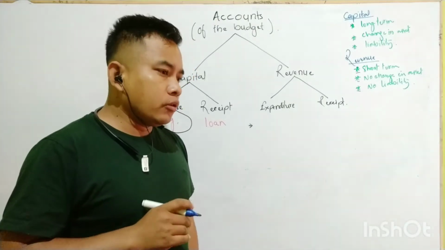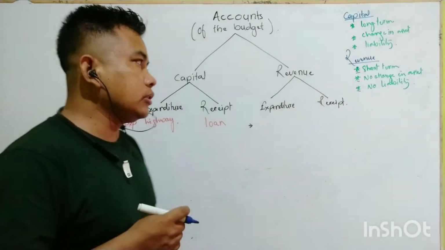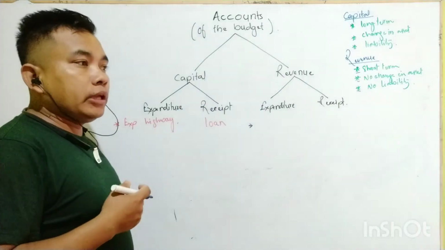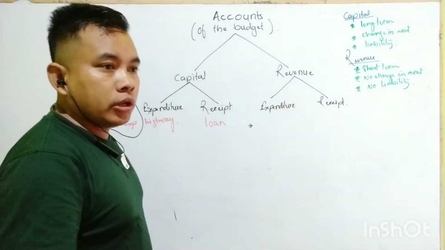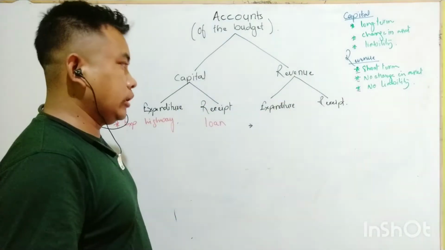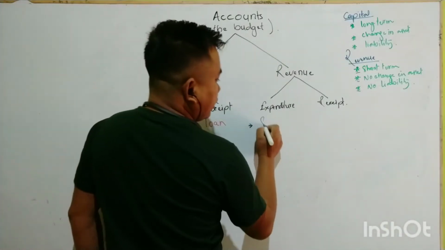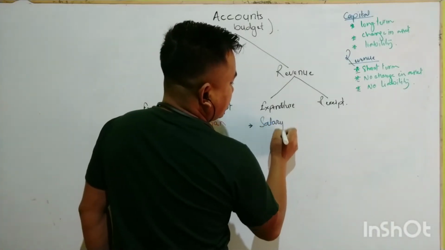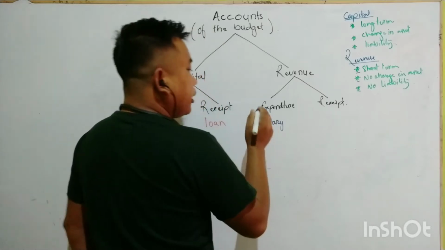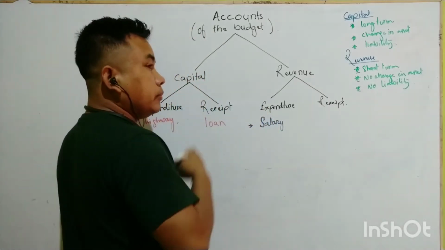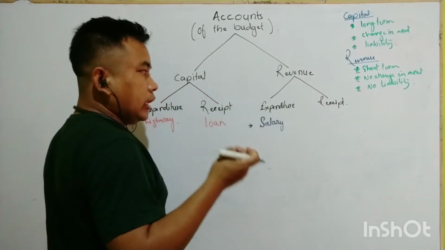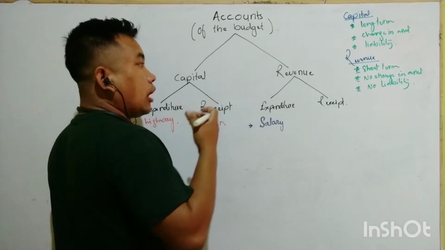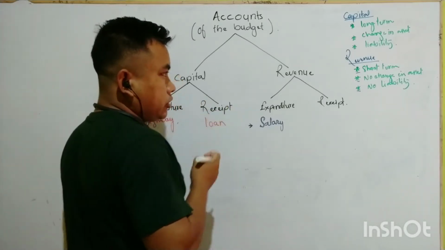The Manipur government gives a salary, which is paid every year, every month, the salary paid by the government to each employee. It's a kind of expenditure, and to be specific, this is a revenue expenditure.